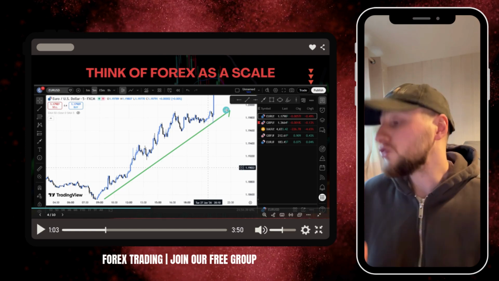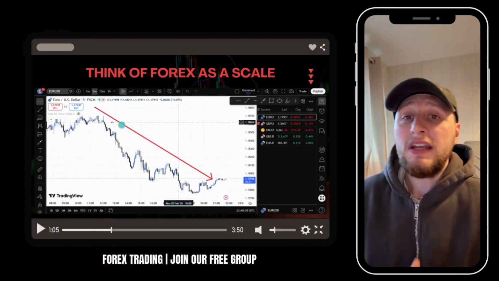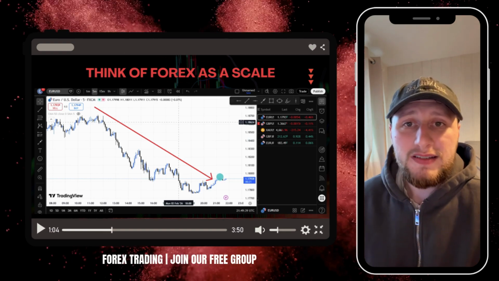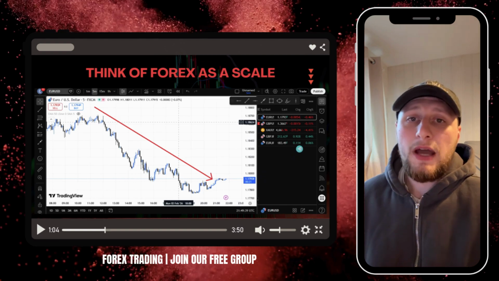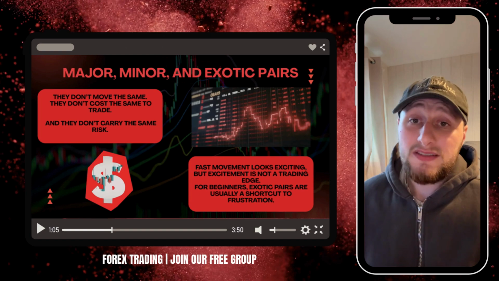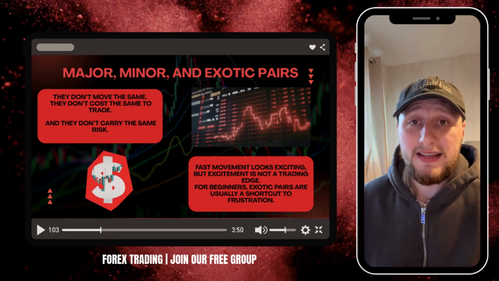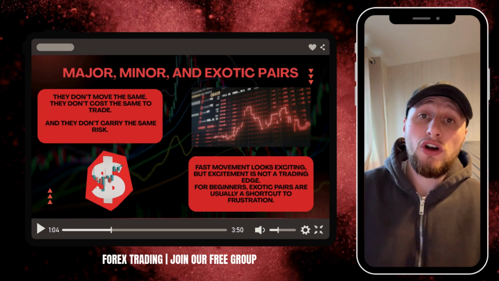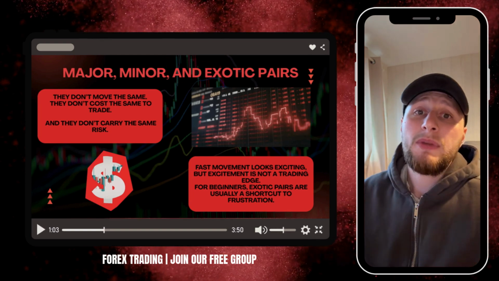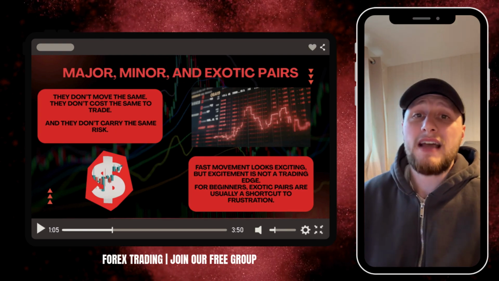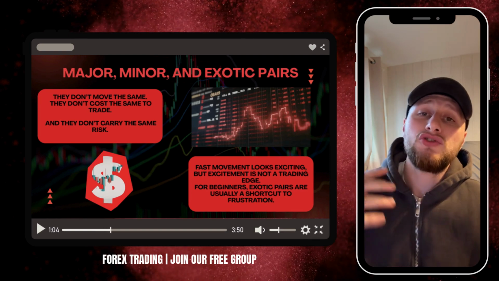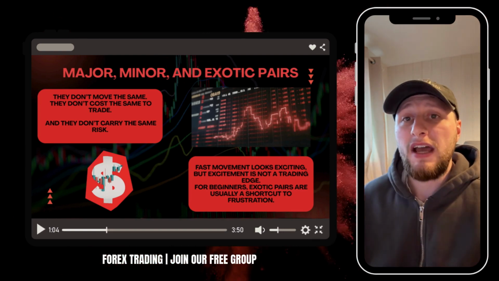So not all currency pairs behave the same. They don't move the same, they don't cost the same, they don't trade the same, and they don't carry the same risk. So let's break them down. Major pairs. Now, major pairs are the most traded currency pairs in the world. They usually involve the US dollar, strong economies, and high liquidity. A couple of examples are your euro to the US dollar, Great British pound to the US dollar, and US dollar to the Japanese yen. Because these pairs are traded so much, they tend to have lower spreads, smoother price movement, and more reliable behaviour.